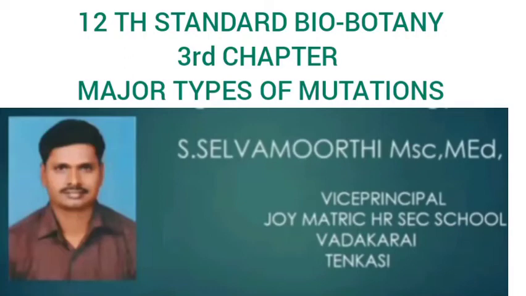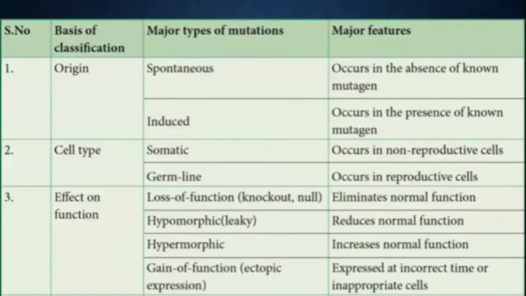Welcome students, 12th standard biobotany third chapter, major types of mutation. Here they have given the basis of classification, major types of mutations and major features. Basis of classification means how the mutation occurs, by what, and where.